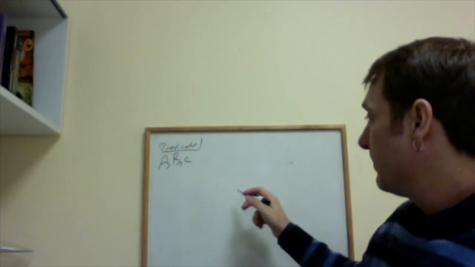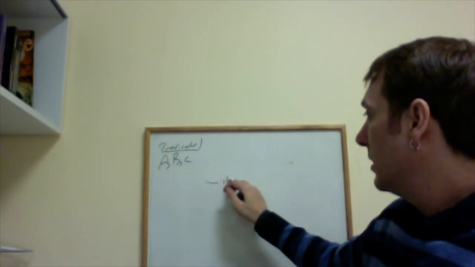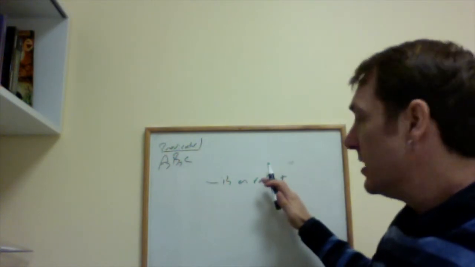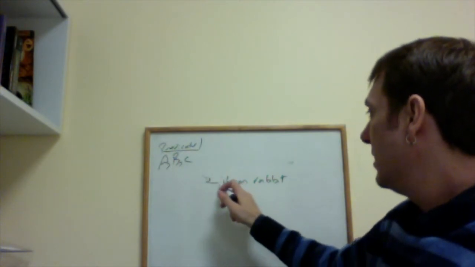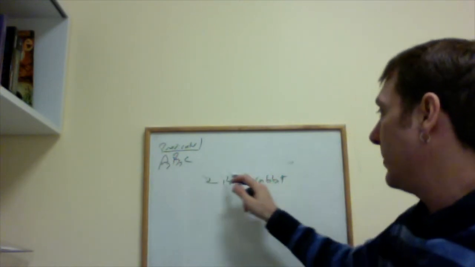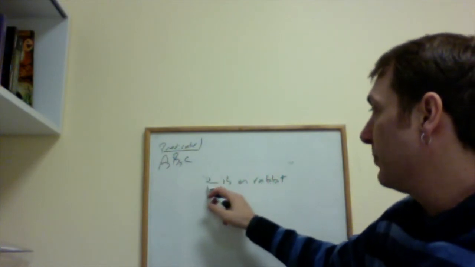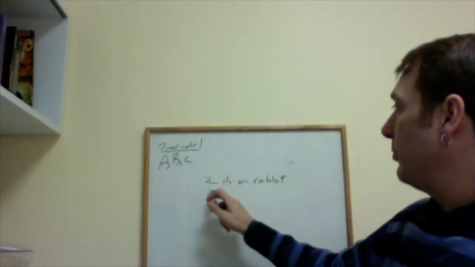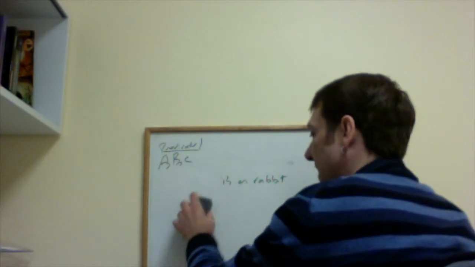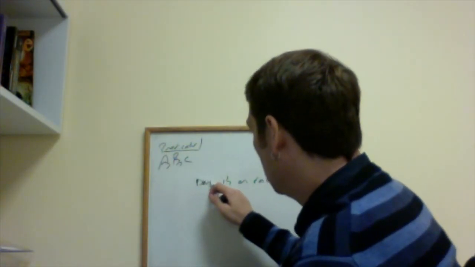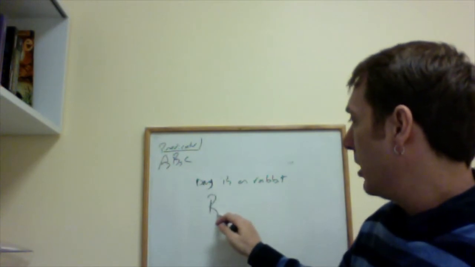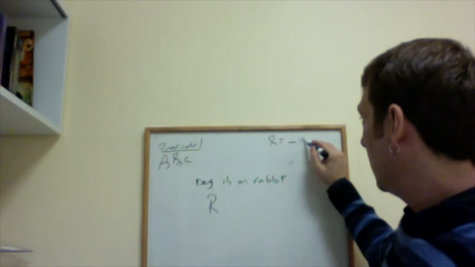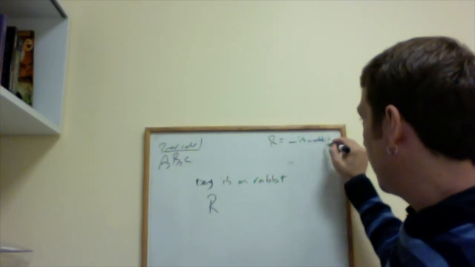So for instance, here's a predicate: blank is a rabbit. That's a predicate, because this can be filled in with many different things. You could put Albert is a rabbit, Joan is a rabbit, Doug is a rabbit. And so we will use capital letters to stand for predicates. If we had a sentence that said Doug is a rabbit, then we would use R to stand for blank is a rabbit, and that would be our key. R equals blank is a rabbit. That's just something that needs to be filled in.